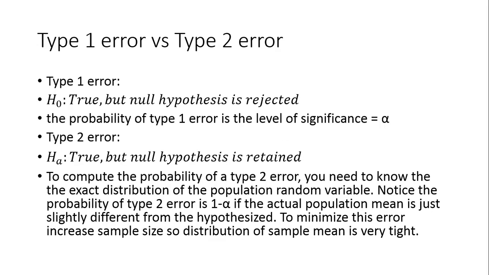What is a type 1 error and what is a type 2 error? A type 1 error is that the null hypothesis is true, but the null is rejected. And the probability of type 1 error is the level of significance. Generally, if the level of significance is 0.05, there's a 5% chance that the null hypothesis is true, but it is rejected.